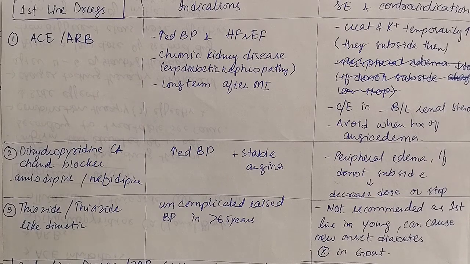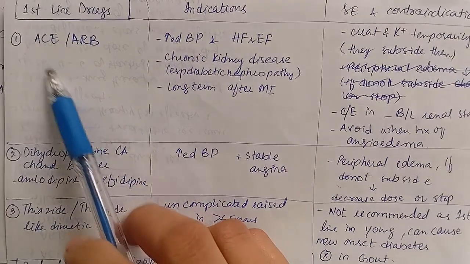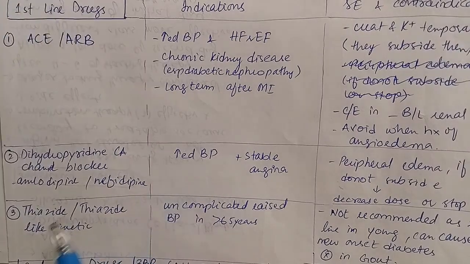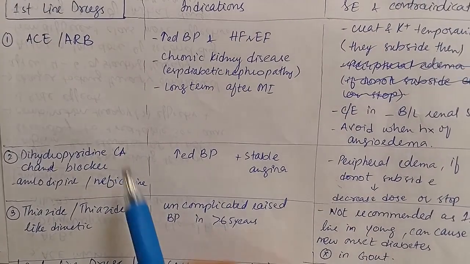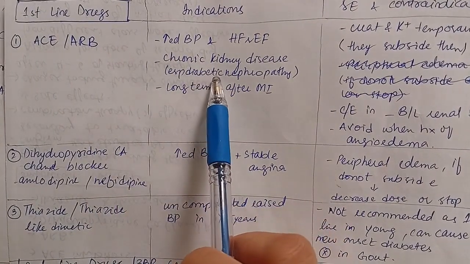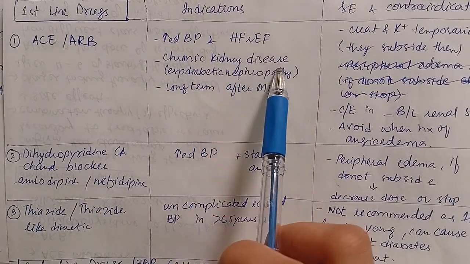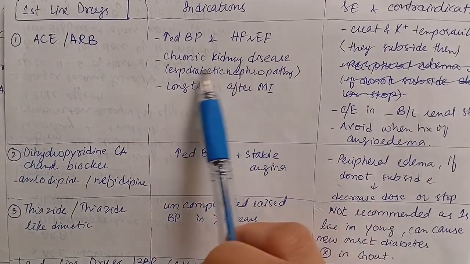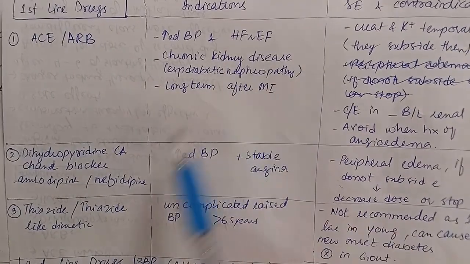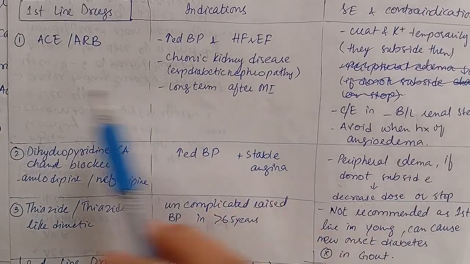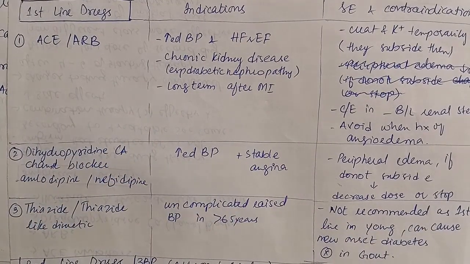Now, starting with our antihypertensive drugs. First line drugs include ACE inhibitors or ARBs, dihydropyridine calcium channel blockers, and thiazide diuretics. ACE inhibitors and ARBs are indicated when there is increased BP and the patient has heart failure with reduced ejection fraction, chronic kidney disease, especially diabetic nephropathy, or the patient is on long term therapy after MI. So, ACE inhibitors are the first line drugs.